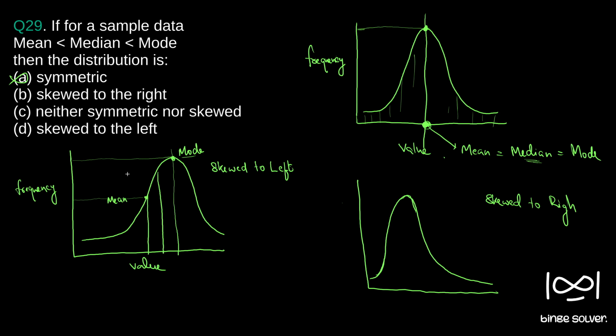Somewhere here. This will be the median. If you arrange it in an ordered list, the middle value will be the median. So it will come somewhere like this. And in this graph also, if you see, this will be the frequency and value graph.